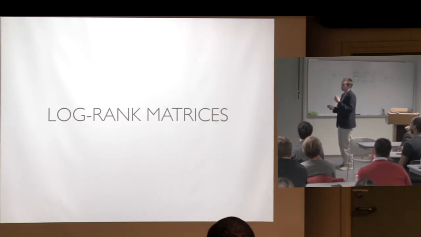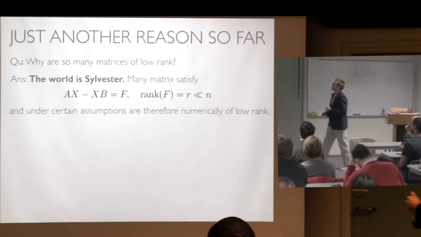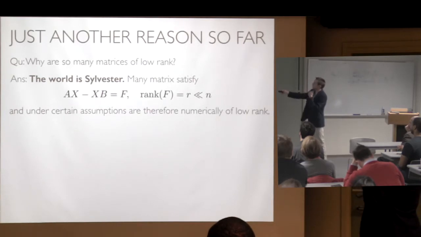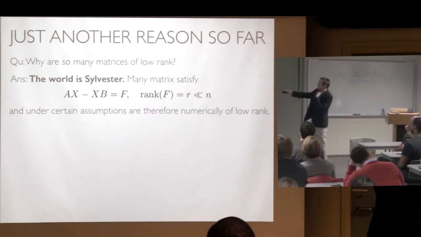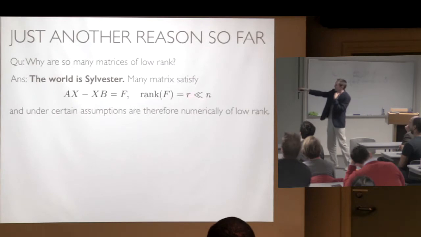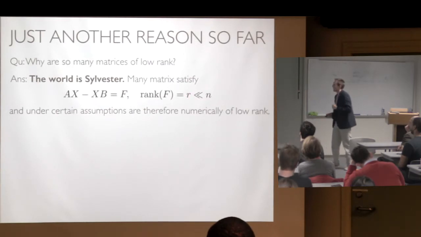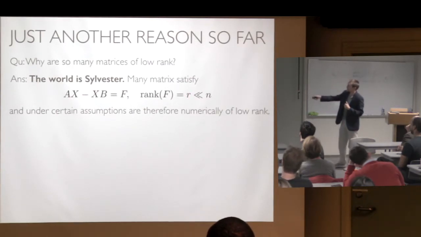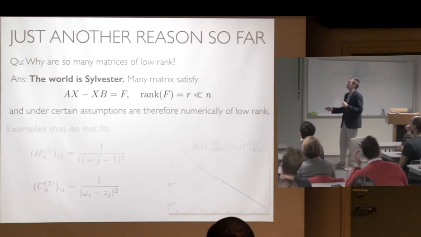So this is what's called log-rank matrices. All log-rank matrices fit into a Sylvester equation. So let me tell you what a log-rank matrix is. Right now we have this: the world is Sylvester. If X satisfies this, where the right-hand side is very small, then X should be low rank if the eigenvalues of A and B are well separated.